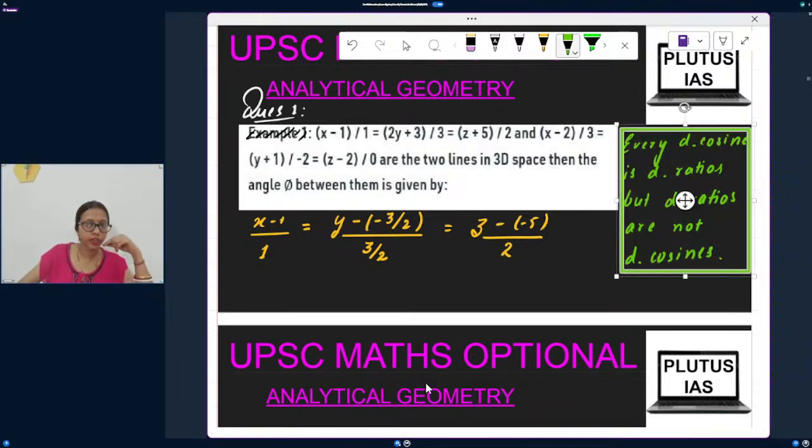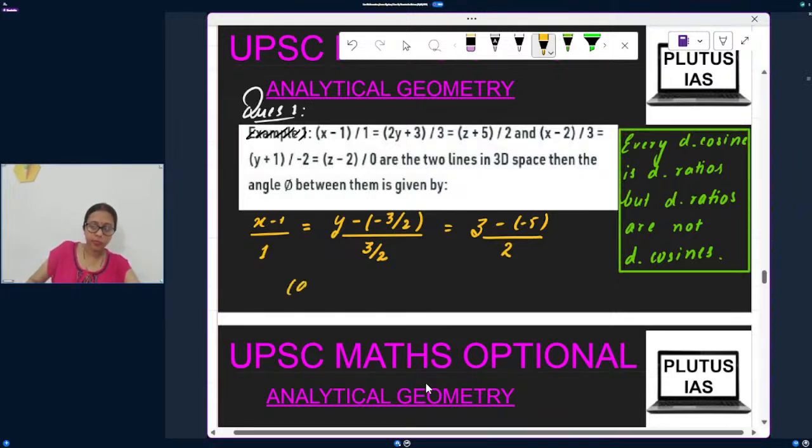So the direction ratios of this first line I know. A1, B1, C1 is 1, 3 by 2, 2. I'm not writing the point because I don't need the point on the line. What I have to find is the angle between them. For the angle, I want the direction ratios of both of the lines. That will do my job.